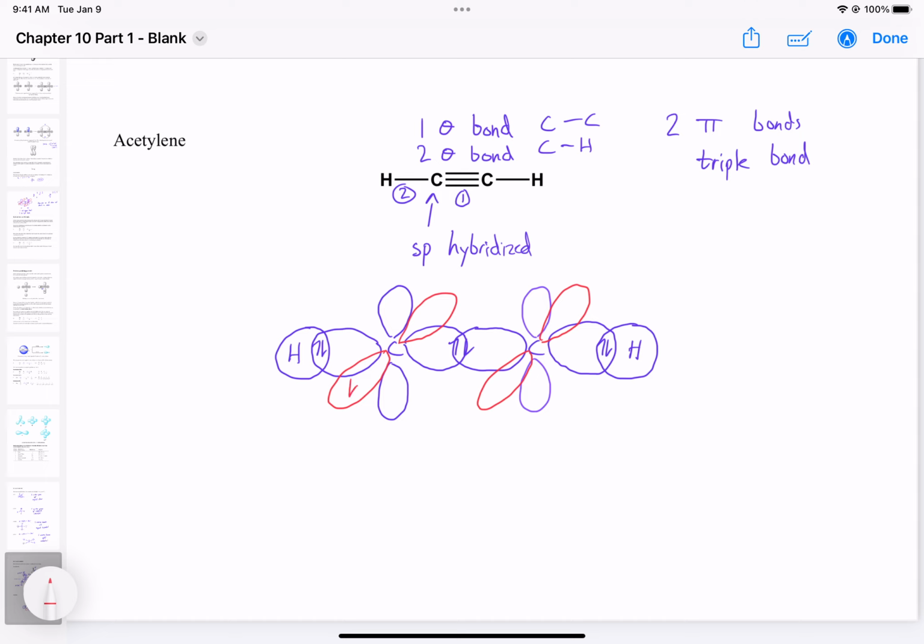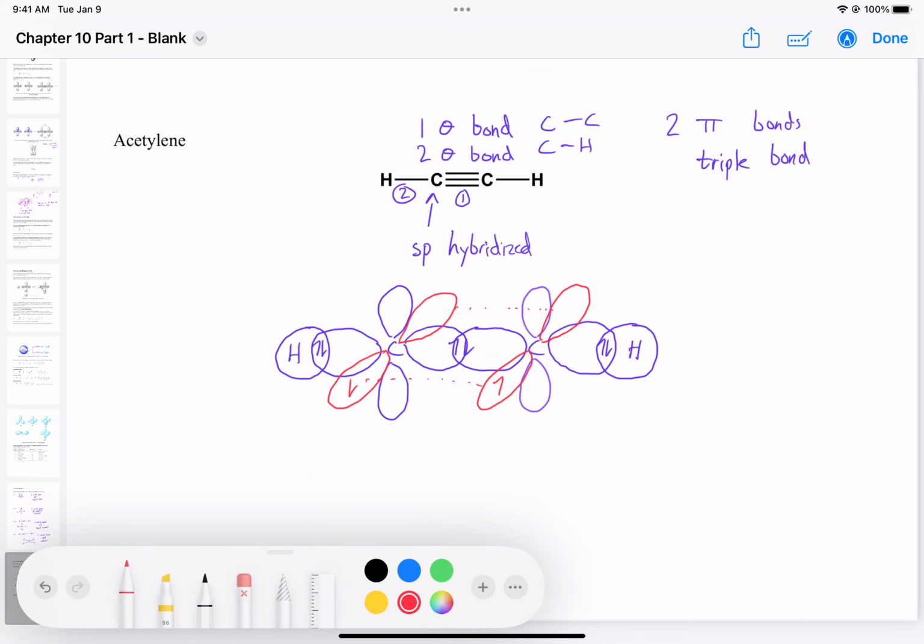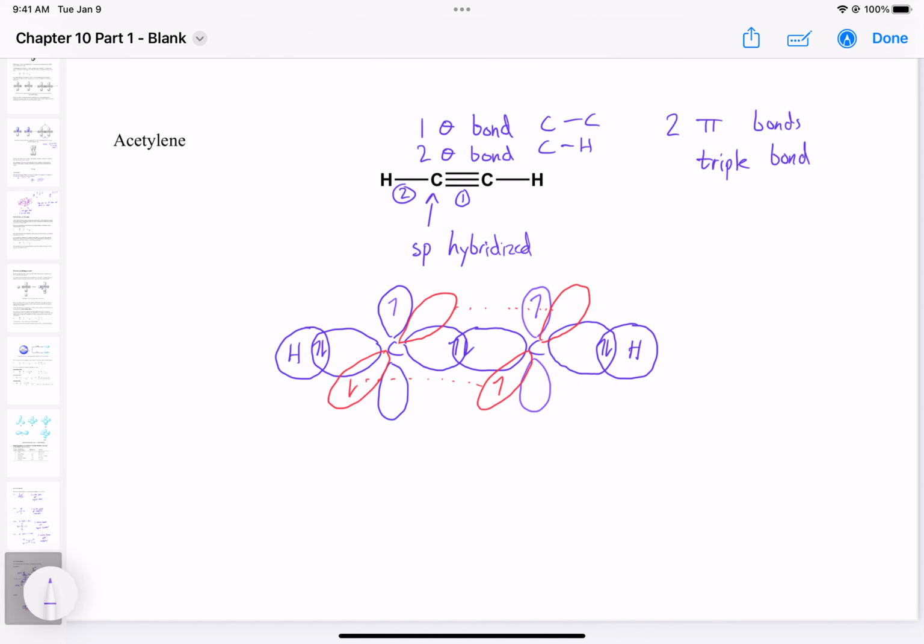So let's put it like this. They're going to be lined up with the red set of p orbitals. And then there's a purple set of p orbitals, and those are going to be lined up with the ones perpendicular to the set of p orbitals in red. Okay, so these are now going to be linked here and here. So I kind of drew different lines to indicate different orbitals. Okay, so let's label the orbitals here.